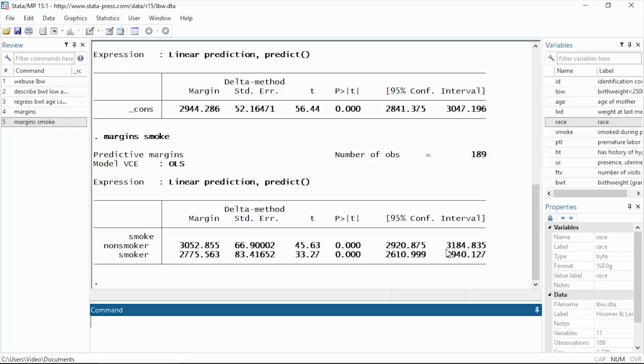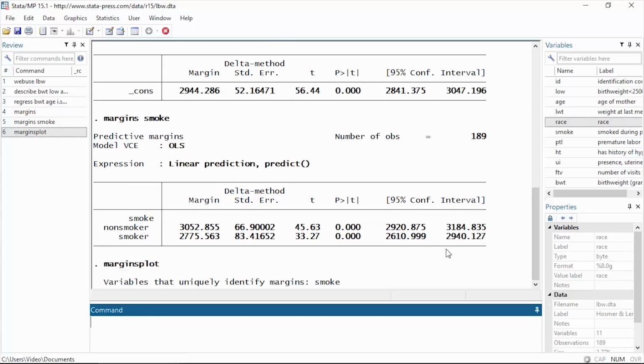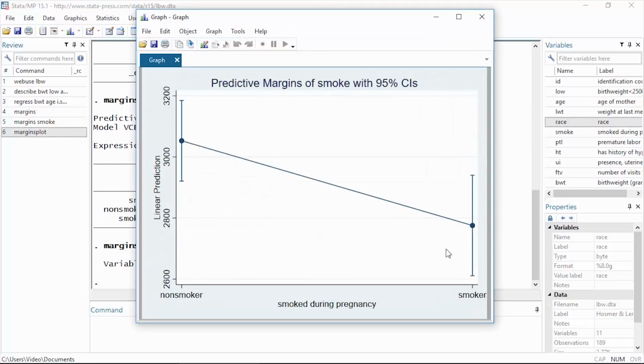Now this is cool. Watch, I can now type marginsplot, and Stata will create a profile plot for me. So here on the left, I can see the expected birth weight for the infants of mothers who didn't smoke. And on the right, I see the expected birth weight for infants of mothers who did smoke. And I have a line that connects them.